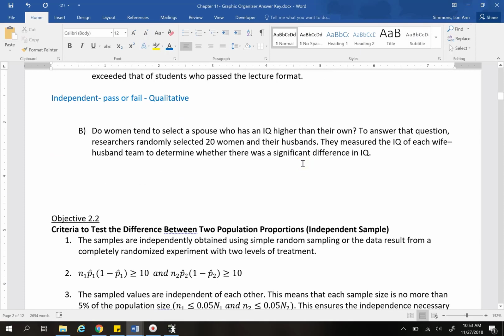Do women tend to select a spouse who has an IQ higher than their own? To answer that question, researchers randomly selected 20 women and their husbands. They measured the IQ of each wife-husband team to determine whether there was a significant difference in IQ. Now think of matched pairs. We have a woman and then their husband would be picked. So they're matched together. So that means this is dependent. The wife-husband team is matched up.